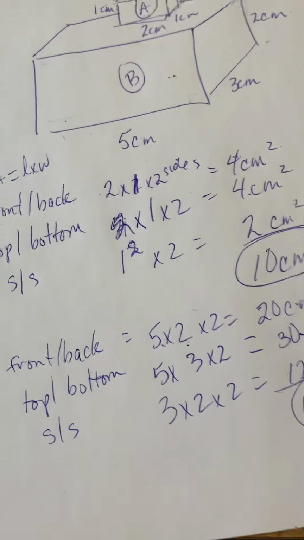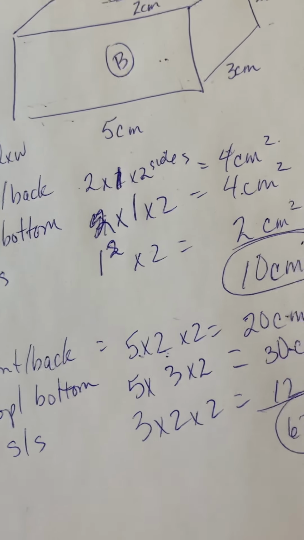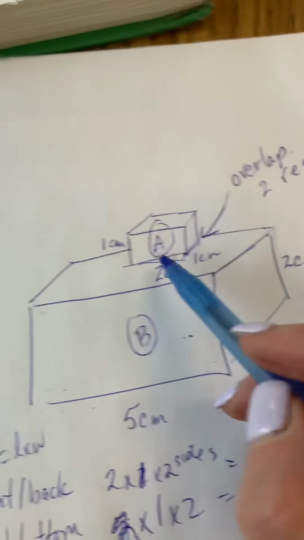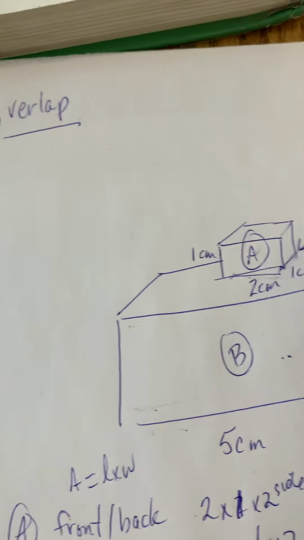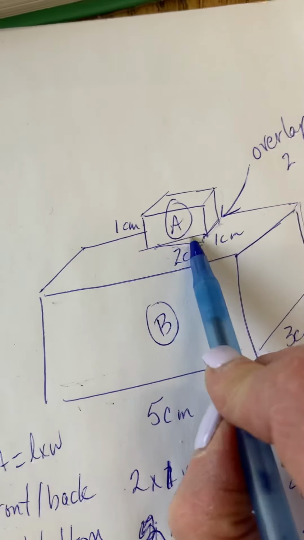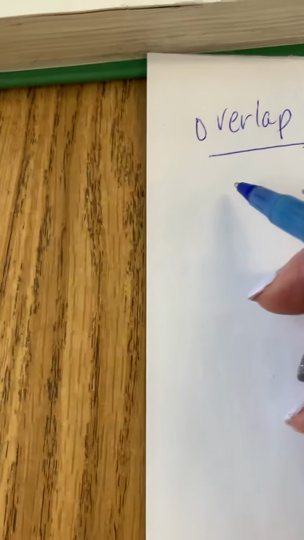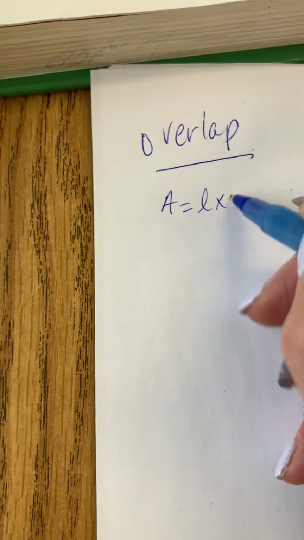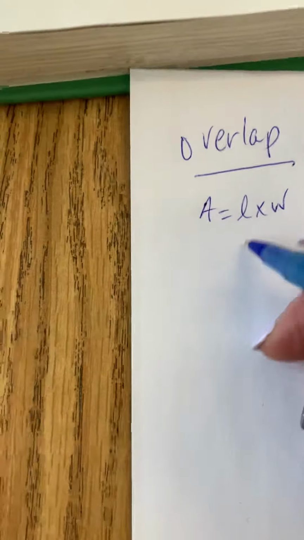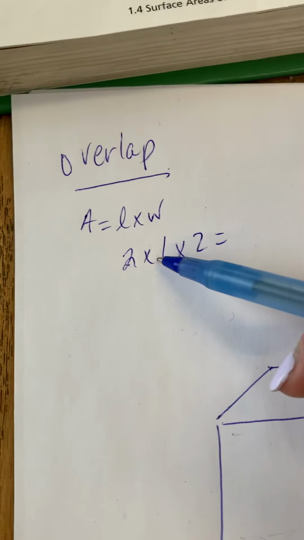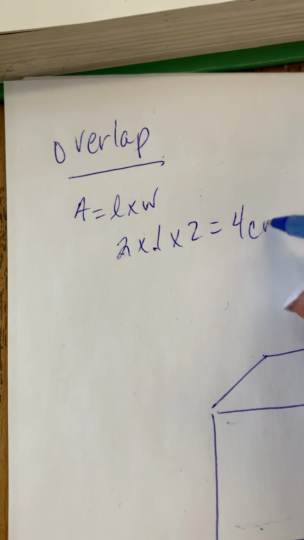Now, we did not take care of the overlap, so we're going to do the overlap separately, okay? So up here in the corner, I'm going to say this is where my overlap is. Okay, and we already determined that our overlap is a rectangle, and there are 2 of them, the bottom of this and where it sits on top of the bigger rectangle. So that takes up 2. So it's a rectangle, so we're going to go length times width. It's 2 by 1, and it's times 2 because there are 2 of them. So 2 times 1 is 2, and 2 times 2 is 4 centimeters squared.